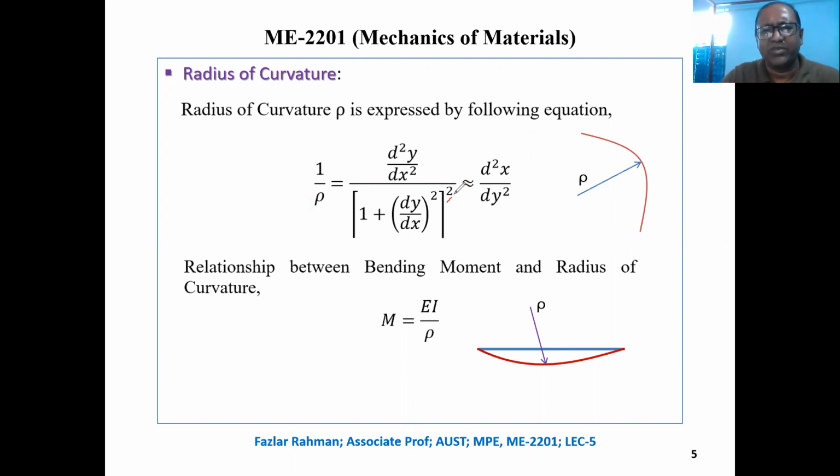Now, right over here, I missed one term. This will be to the power 3 by 2 outside of the bracket. Okay. And this 1 by rho, you see it has some relation with slope: d square y by dx square, over 1 plus dy by dx whole square. Now, this dy by dx term, if we expand, the first term is 1 plus this term. So if you neglect the higher order terms, then 1 by rho is equal to this one. Okay.